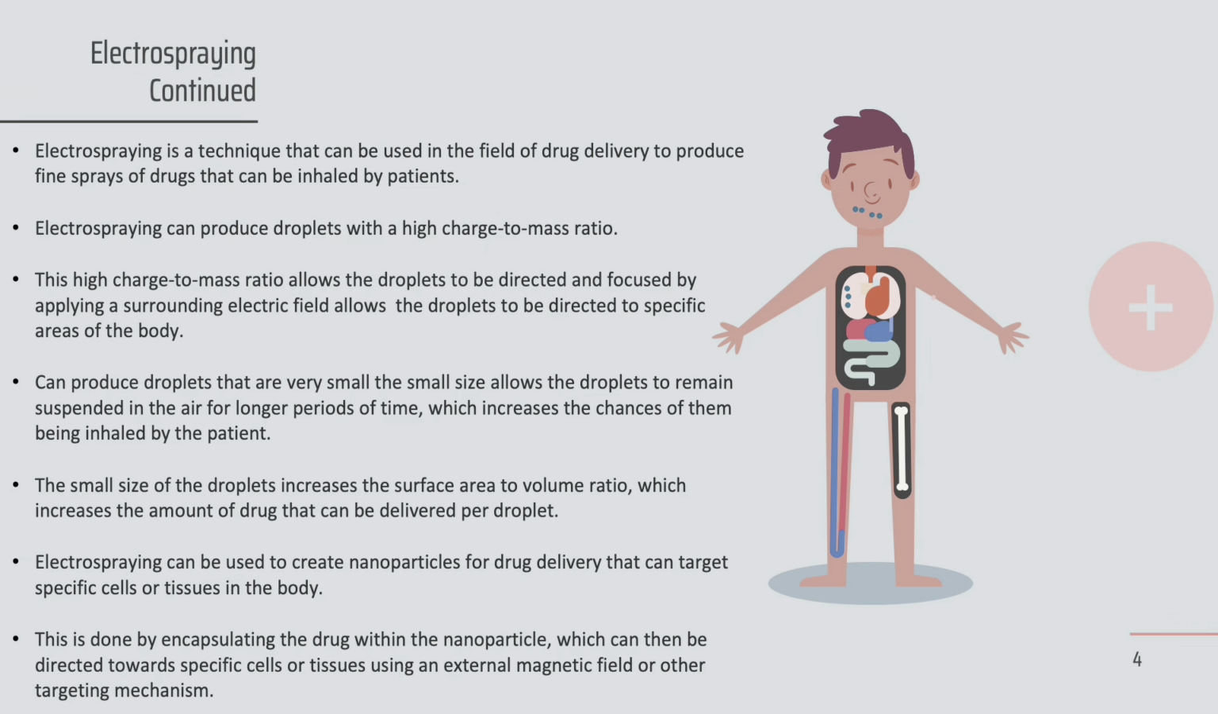In addition to inhalation, electrospray can be used to create nanoparticles for drug delivery that can target specific cells or tissues in the body. This is done by encapsulating the drug within the nanoparticle, which can then be directed towards specific cells or tissues using an external magnetic field or other targeting mechanisms. This targeted delivery increases the effectiveness of the drug by delivering it directly to the area of the body that needs it while reducing the side effects.